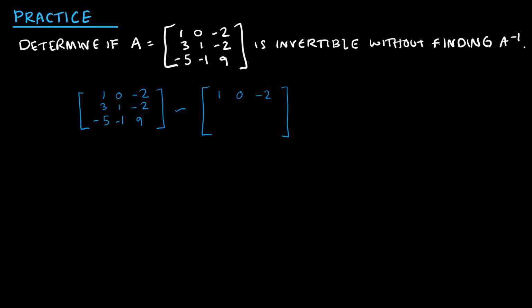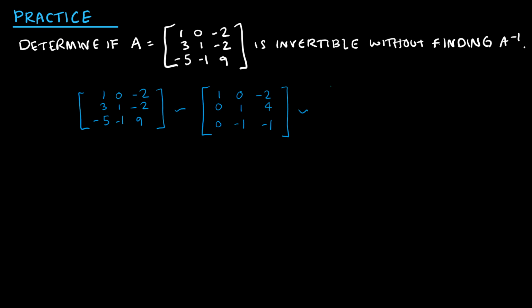Second row, I'll take -3 times the first row and add it to the second row. So -3 plus 3 is 0, 0 plus 1 is 1, 6 plus -2 is 4. And then I'll take 5 times the first row and add it to the third row. So 5 plus 5 is 0, 0 plus -1 is -1, and make it times 5, so it would be -10 plus 9 is -1. Didn't want to mess that one up.